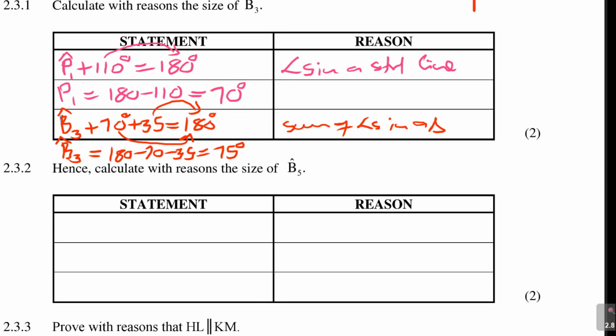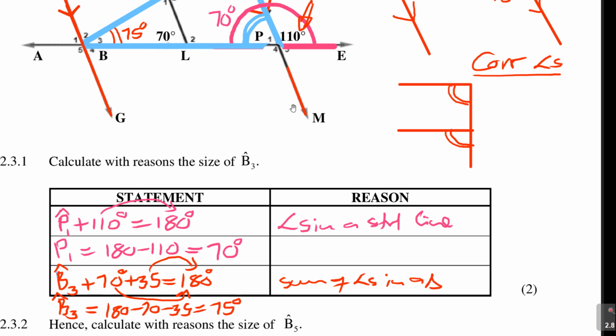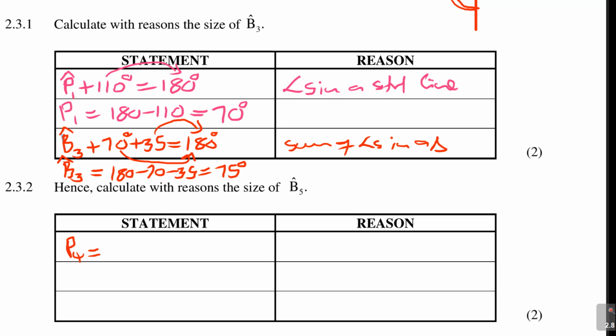And then you're going to say P4 is equal to, it was supposed to be P2, but let's just write 110. 110 degrees. What makes us say that? We write vertically opposite angles. That's the reason. You need to give us a statement and write a reason.